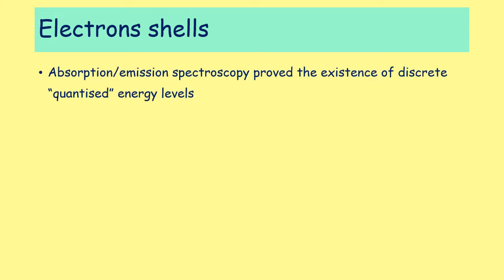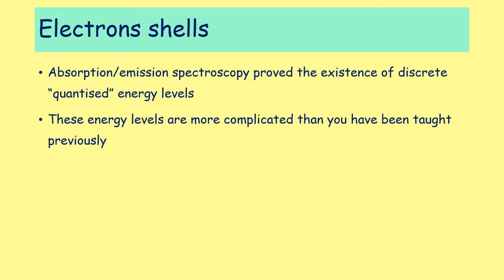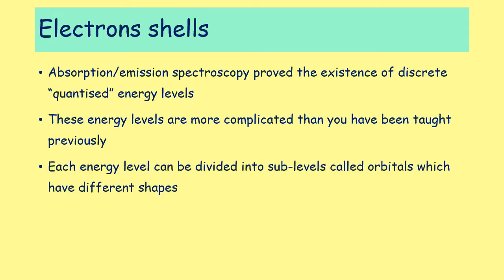So firstly, we'll flash back and talk about electron shells, or energy levels as they're otherwise known. Absorption and emission spectroscopy proved the existence of discrete quantized energy levels. However, these energy levels are a bit more complicated than you have previously been taught. Each energy level can be divided into sublevels, which we call orbitals, and different types of orbitals have different shapes. So the image you probably have in your mind of a nucleus surrounded by spheres, which represent the energy levels, is a bit more complicated, and some of the energy levels are definitely not spherical.